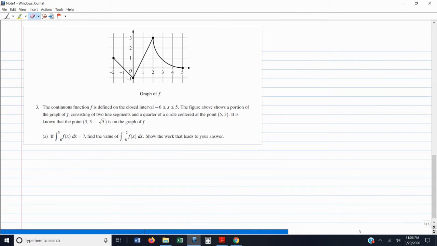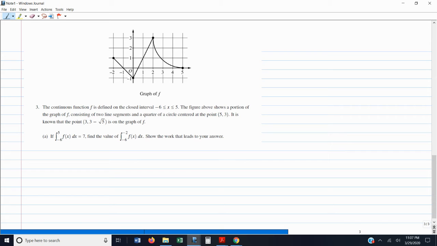Hey everybody, this question is from the 2019 free response exam, and this is number 3. This is on the no calculator section. There is a graph of f, and it says the continuous function f is defined on the closed interval -6 to 5. The figure above shows a portion of the graph of f consisting of 2 line segments and a quarter of a circle centered at the point (5, 3). It is known that the point (3, 3 minus root 5) is on the graph of f.